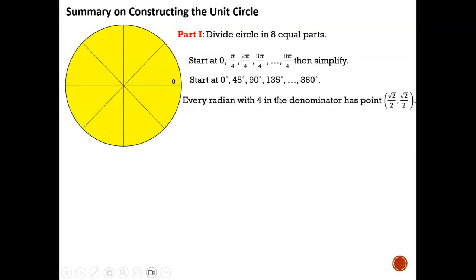Every radian with a 4 in the denominator has a point of square root of 2 over 2, square root of 2 over 2. For example, this is pi over 4, so this gives us square root of 2 over 2, square root of 2 over 2. This is 3 pi over 4, which gives us negative square root of 2 over 2 and square root of 2 over 2. What's important about part 1, guys, is that you make sure the signs match the quadrants.